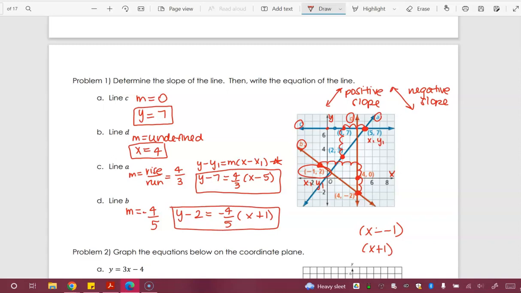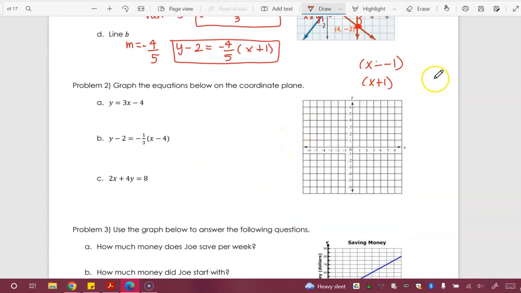Okay, the next example we're going to do is we're going to practice graphing the equations below on the coordinate plane. Right away I know this is slope-intercept form. I can say my slope is 3 because that's where the m is, and the b is negative 4, my y-intercept, and that's what I'm going to use to graph. So I'm going to plot my y-intercept first, at negative 4, and then I'm going to use my slope.